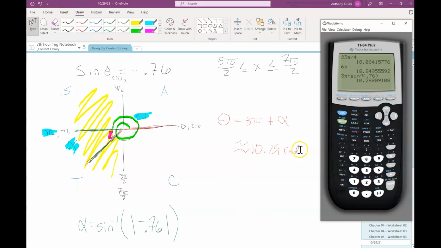Just so that we can see that this does indeed work. If I do the sine of this number, I should get back negative 0.76, which I do. That number should be less than 5 pi over 2. I'm sorry, bigger, which it is, and less than 7 pi over 2, which it is. Joe, you have a question?